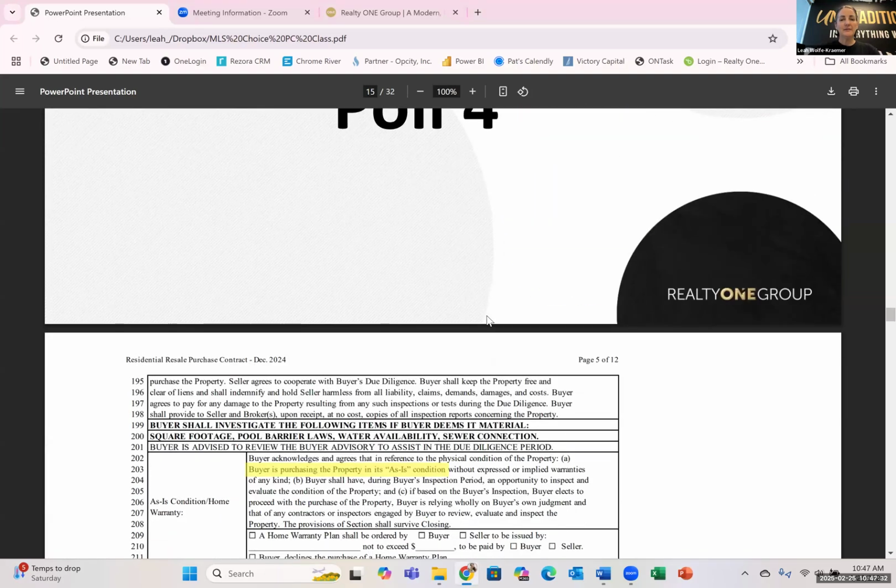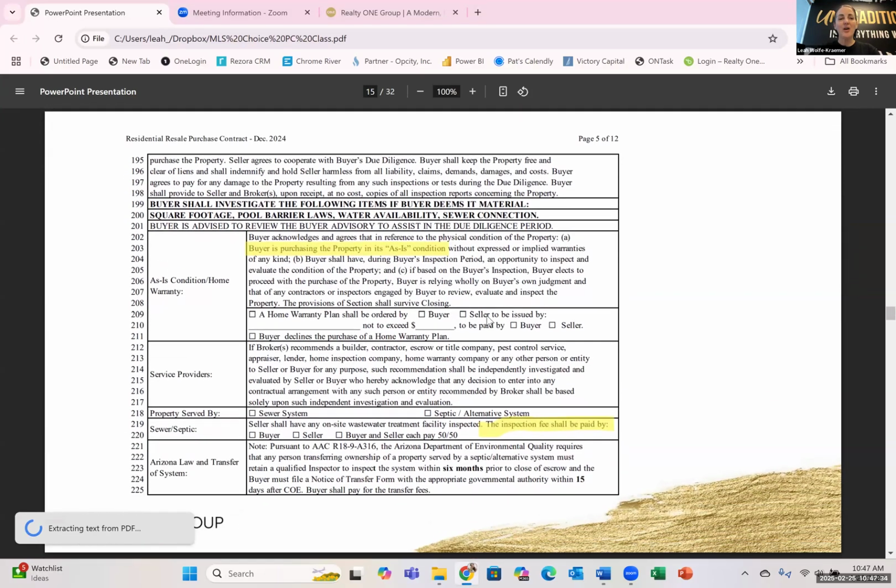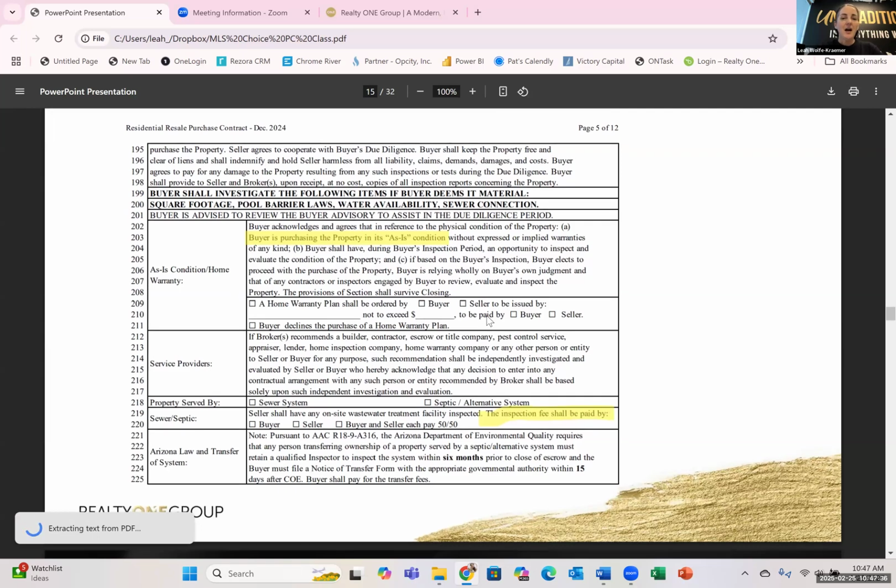All right. And look at this, we're on page 5 of 12. We're getting there. So that was just a continuation again of all of the stuff. Very similarly, although somewhat unknown, buyer shall provide to seller and brokers upon receipt at no cost copies of all inspection reports concerning the property. I'm on lines 197 and 198.